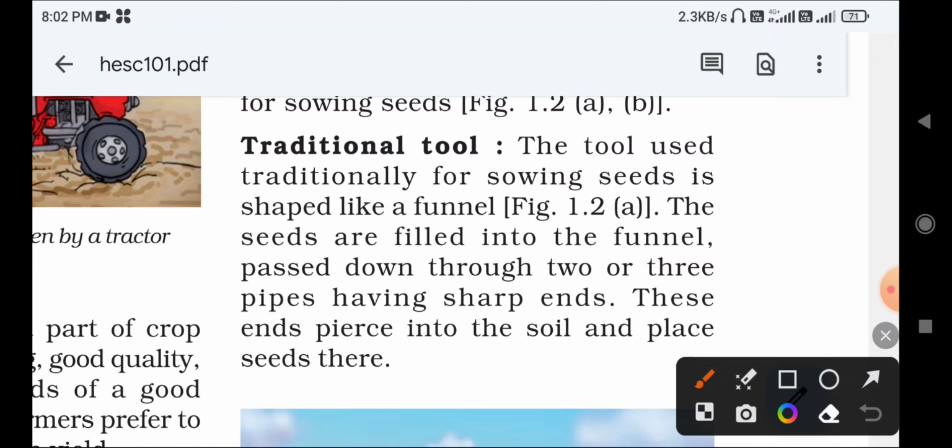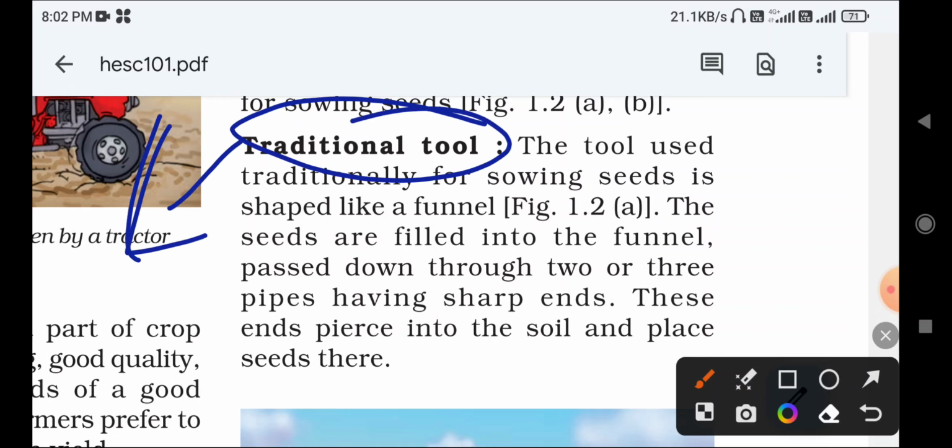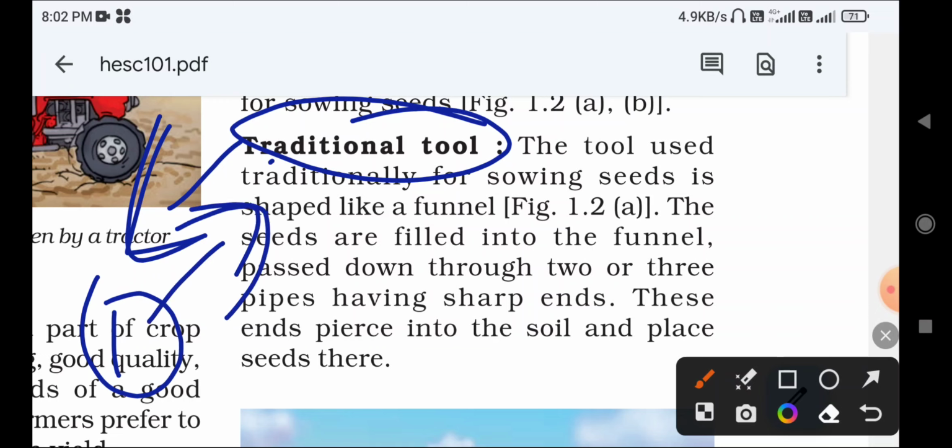Okay, today's topic is traditional tools. For this chapter, we have videos in the playlist, where you can check our playlist for videos of these chapters. Okay, the next topic here is traditional tools.